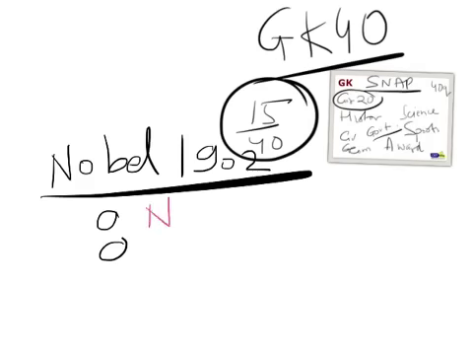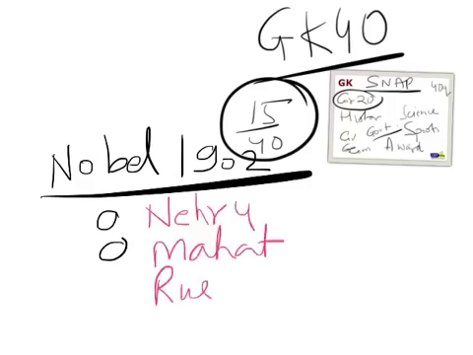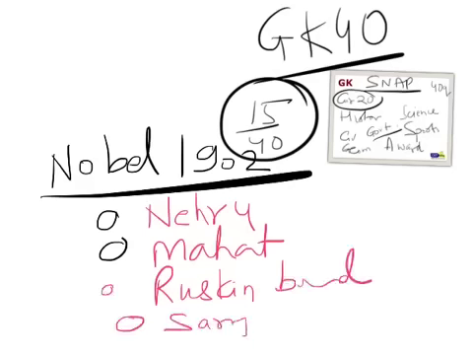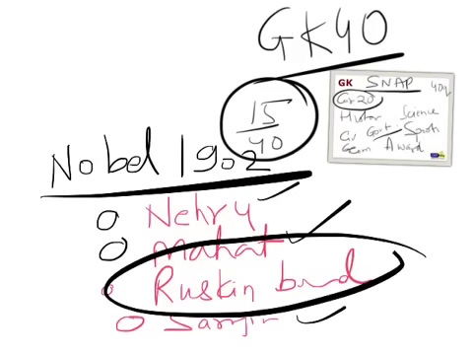Options will be Pandit Jawaharlal Nehru, Mahatma Gandhi, Ruskin Bond, or Sarojini Naidu. Now obviously Nehru cannot win this, he never won a Nobel Prize. Mahatma Gandhi never won a Nobel Prize, Sarojini never. So Ruskin Bond is the easy answer. Without even knowing any details, I can solve this question from the options.